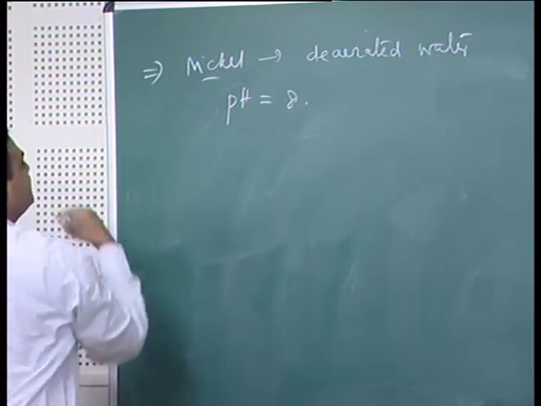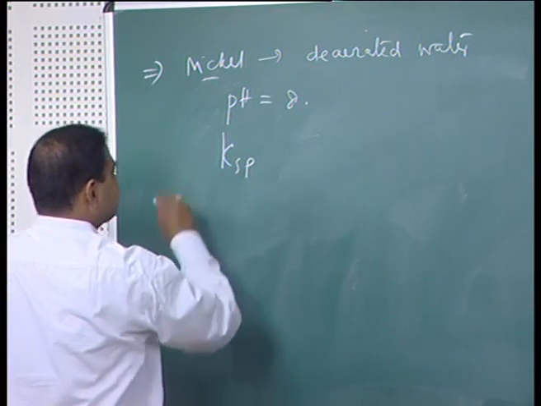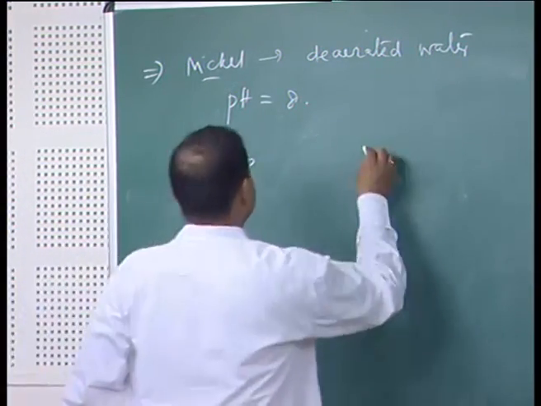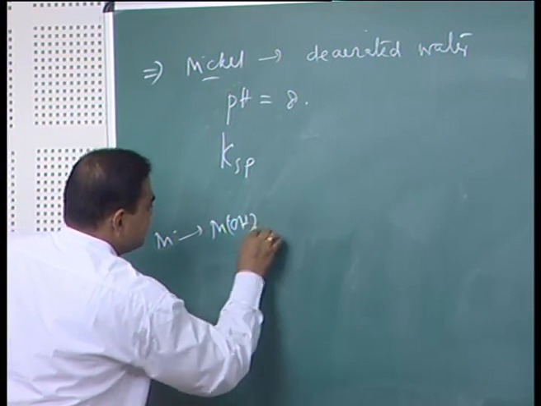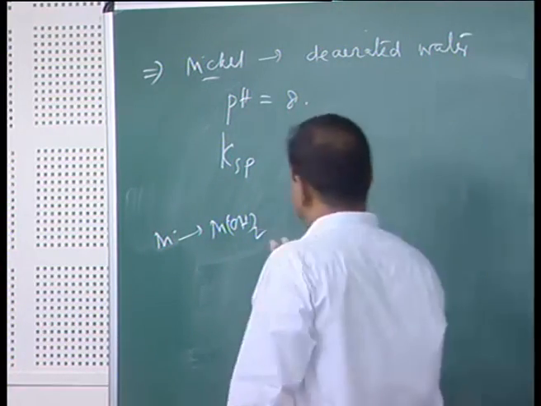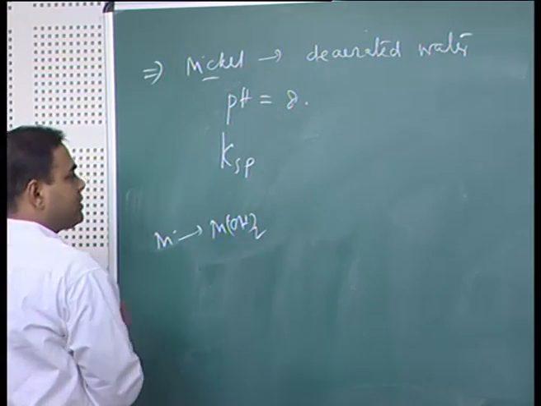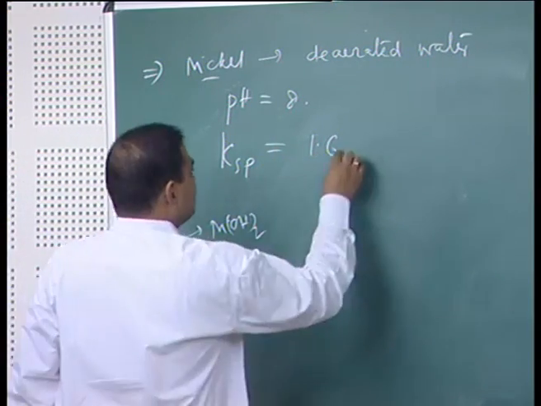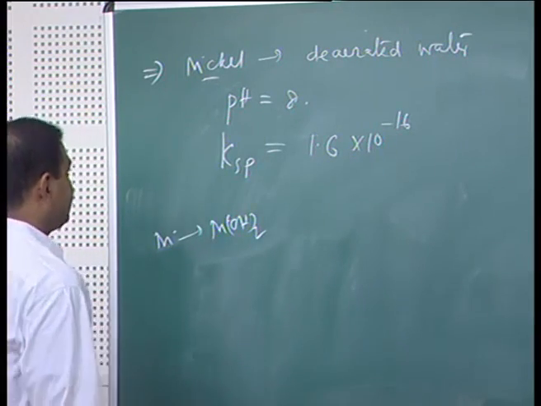These are given data. The pH of the solution is 8, and Ksp, which is a solubility product, because when nickel corrodes, it forms nickel hydroxide. Nickel corrodes, that means it forms nickel hydroxide. So nickel hydroxide tries to precipitate out because its solubility is very less in deaerated water. So we need to find out what would be the solubility product of nickel hydroxide in deaerated solution. The given data is 1.6 times 10 to the power minus 16. These are the given data.